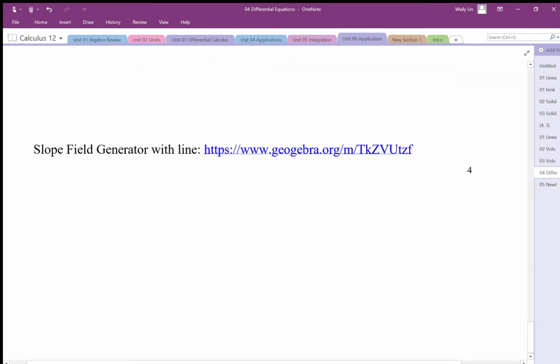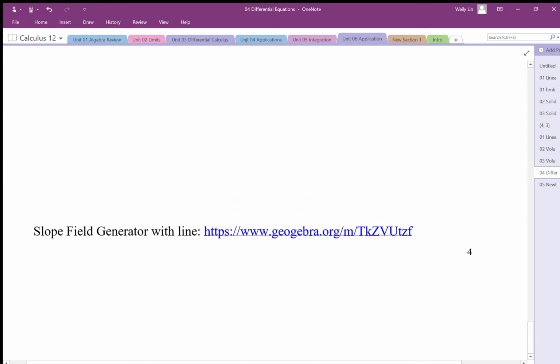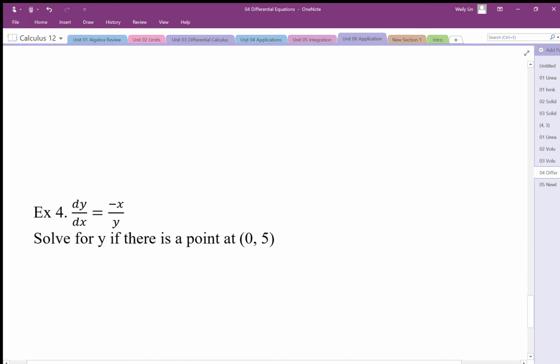And there's also another one. This one actually shows one of the solutions through a point. It gives you a line, so you can see how the slope field gets traced out to give you a solution to that differential equation.